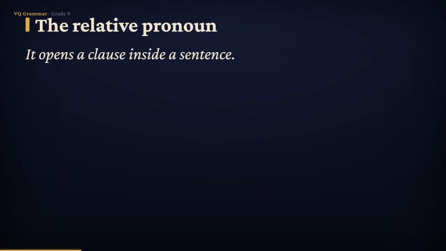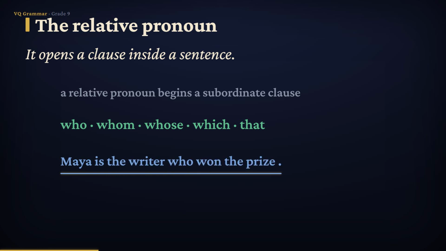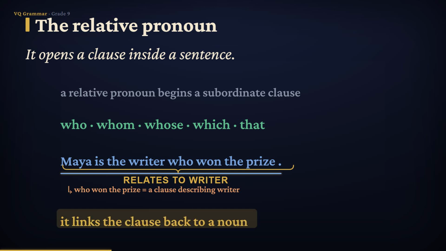Next, the relative pronoun. And here's where it gets interesting. A relative pronoun begins a subordinate clause, which is just a group of words with its own subject and verb tucked inside a larger sentence. The relative pronouns are who, whom, whose, which, and that. Watch this. Maya is the writer who won the prize. The word who kicks off the clause who won the prize, and that whole clause describes the writer. See how who reaches back and relates to writer? That's why we call it relative. It relates the new clause to a noun that came before it.